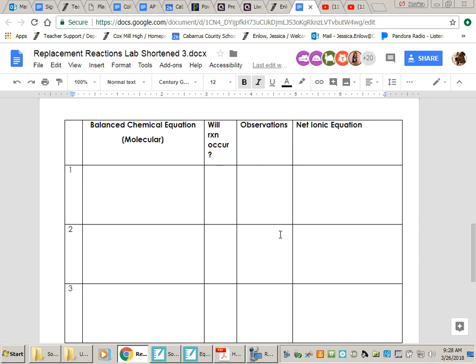Solubility, right? You're looking at solubility. And then observations you can't do yet because those are the actual lab observations you'll be making, so you could leave that empty. And then you'll obviously need to write the NIE based off the BC, and you know your steps for that.